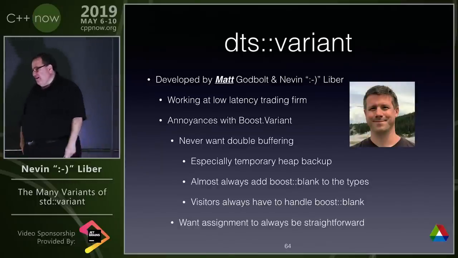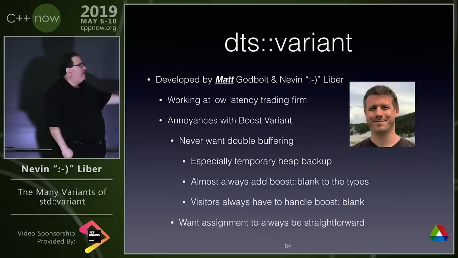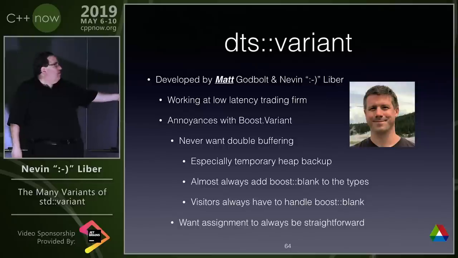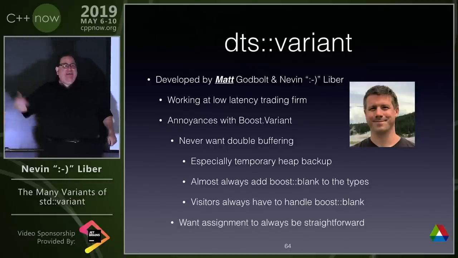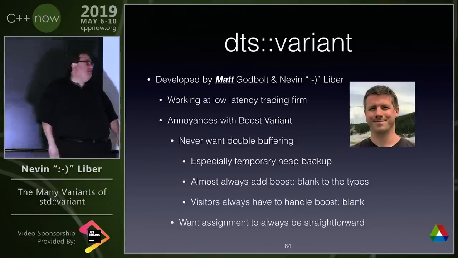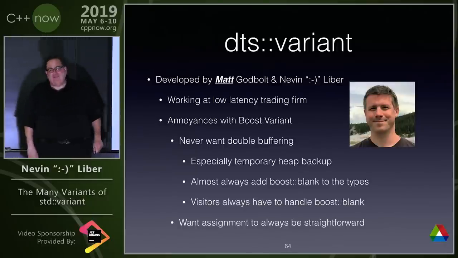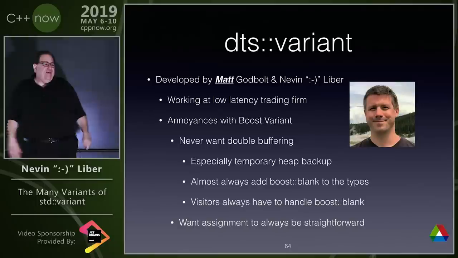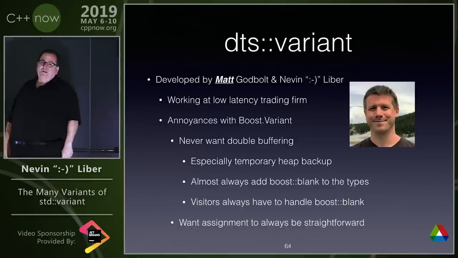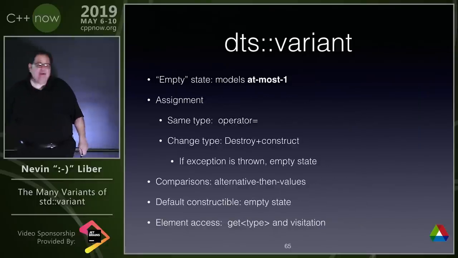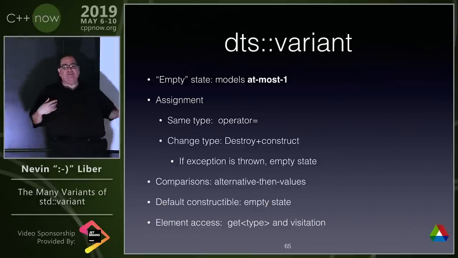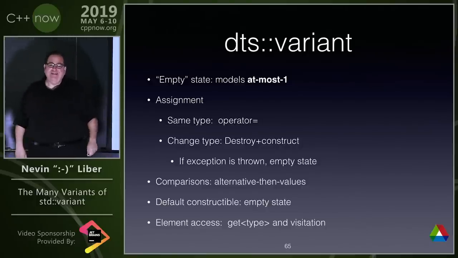So we were both working at a latency trading firm, and we were annoyed with Boost variant. Because in high-frequency trading, we never want double buffering, and we never, ever want heap backup. We don't want the heap allocation; that would just kill us on the fast path. So we're almost always adding Boost blank to all the types, which means the visitors all have to know about Boost blank, even though that has nothing to do with the state machine. We also wanted assignment to be fairly straightforward. So we came up with this, and the other reason we were working on it was we were both trying to learn how constexpr works. Can we do a variant using constexpr functions instead of type programming?